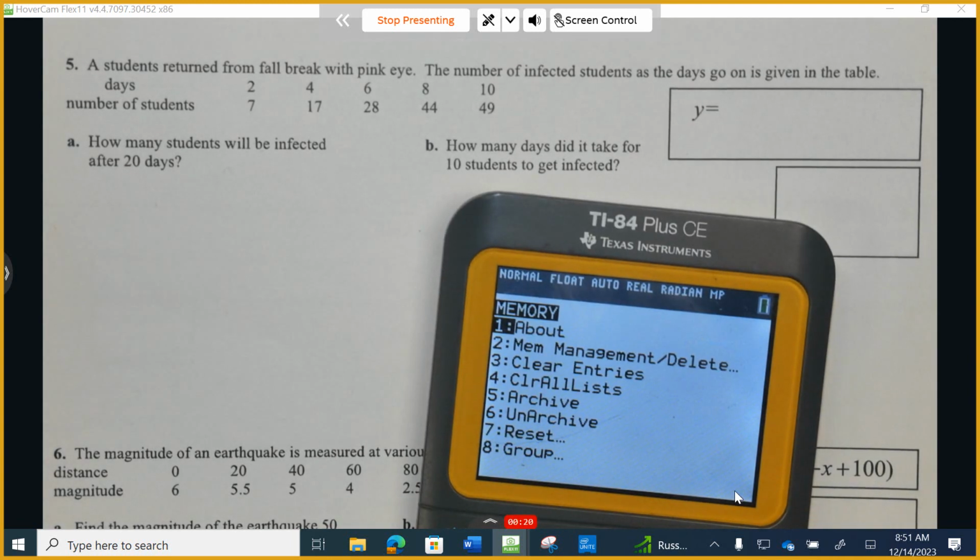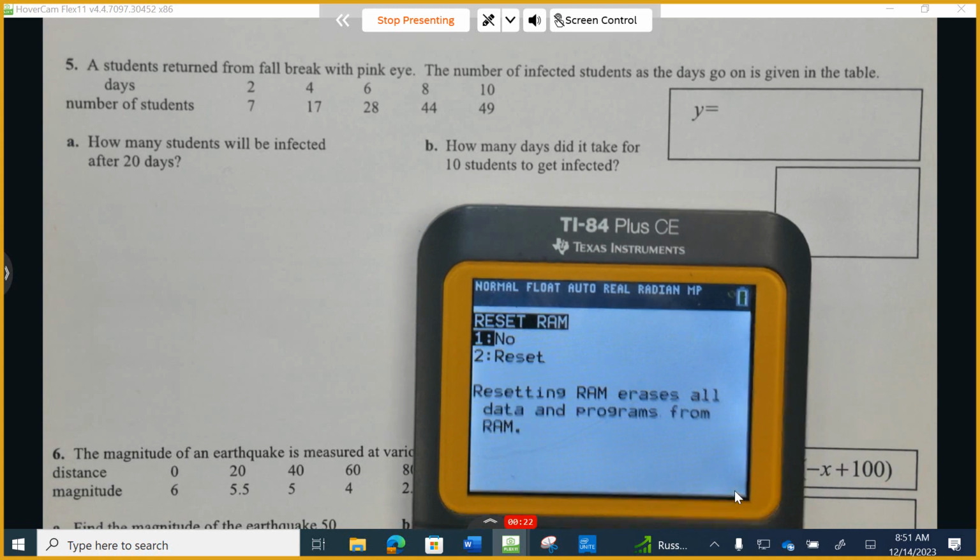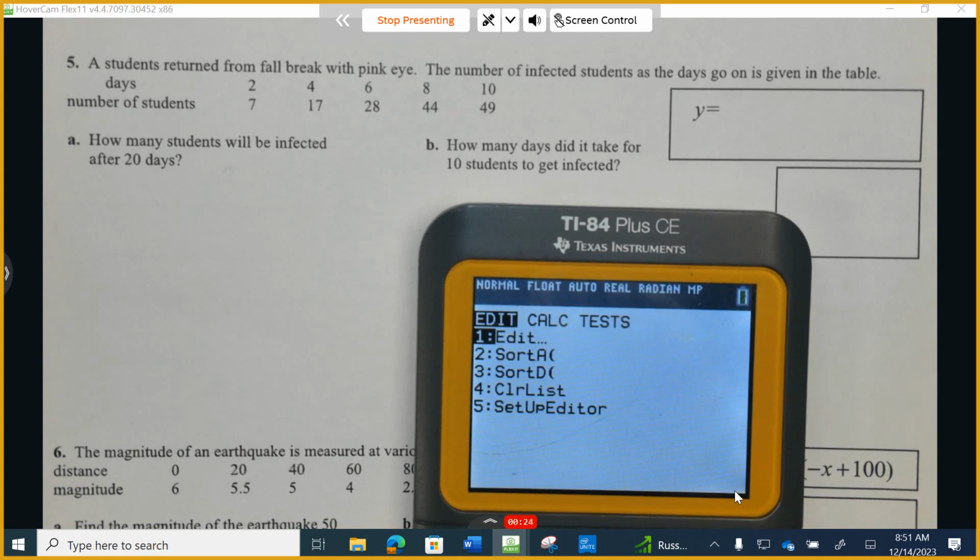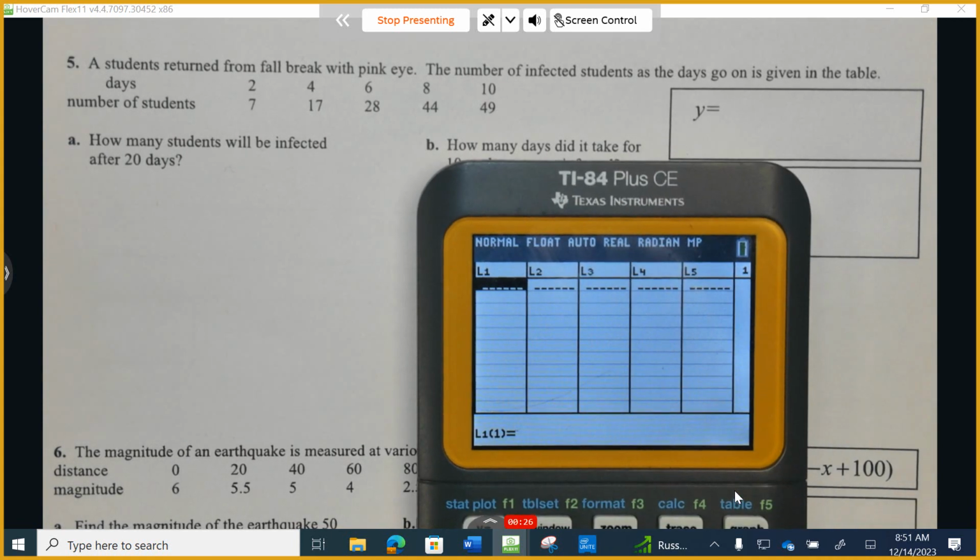So I've cleared my calculator. That's the first thing I'm going to do. I'm going to go up to stat and press enter, and then I'm going to press pause. Plugging in the number of days will be my x, and the number of students will be my y.